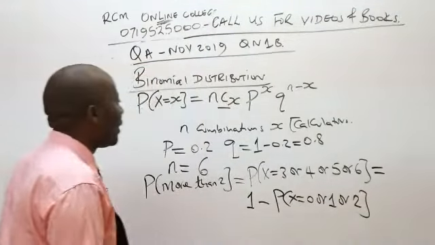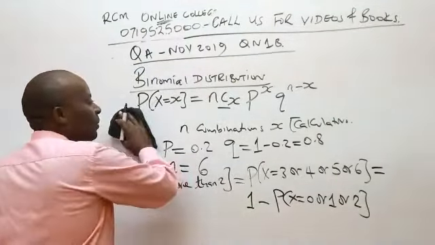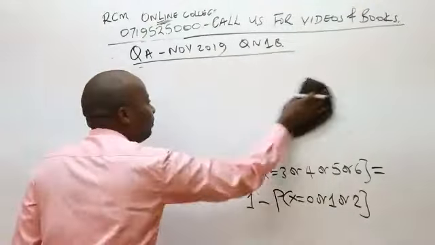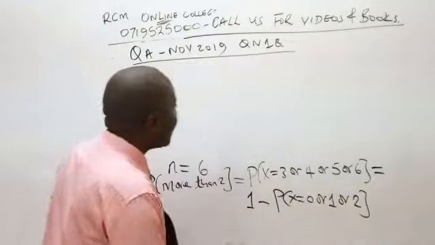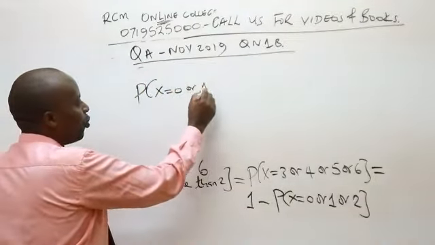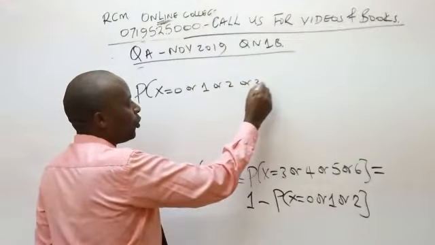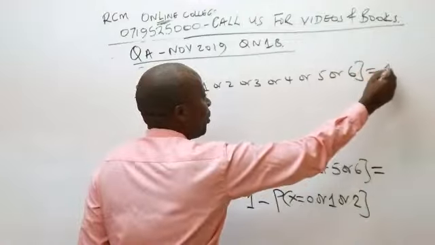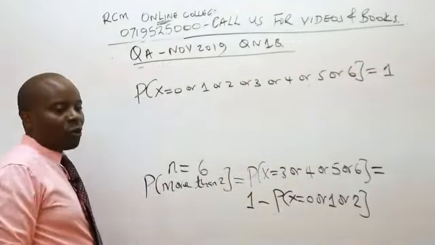Let me make this clearer. To have the entire sample space, the entire sample space here is the probability of X being equal to 0 or 1 or 2 or 3 or 4 or 5 or 6, which will be equal to what here, somebody? Which will be equal to 1.